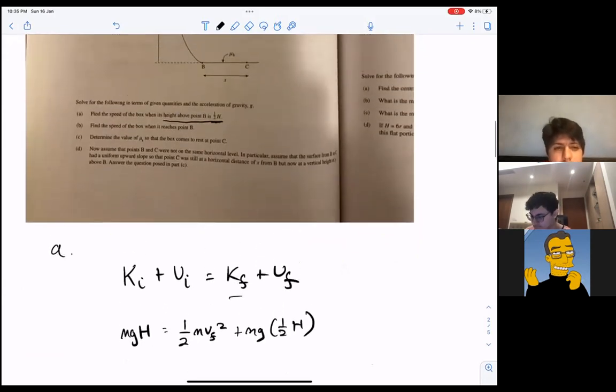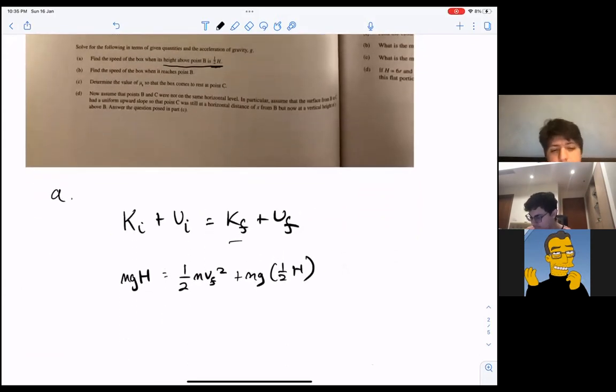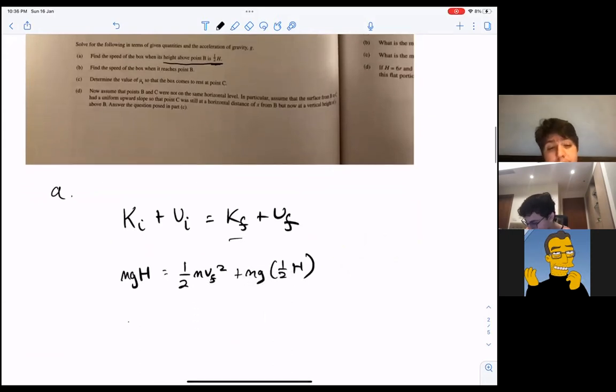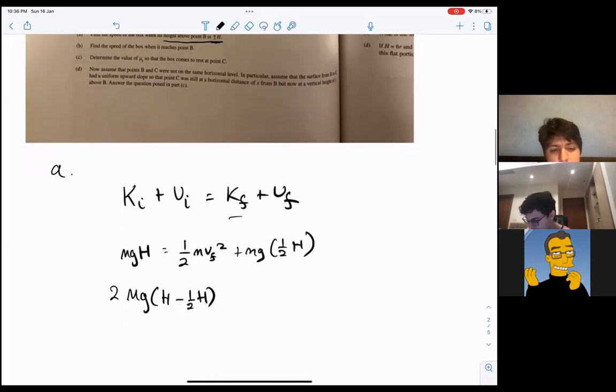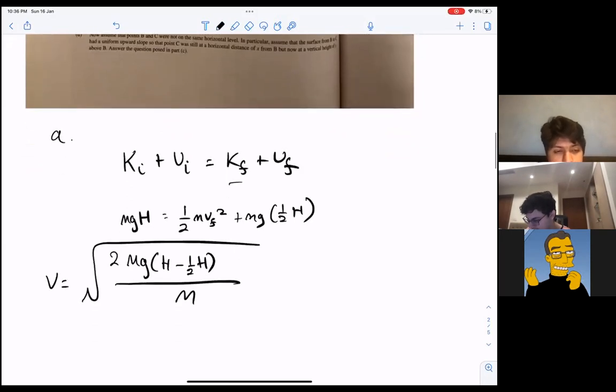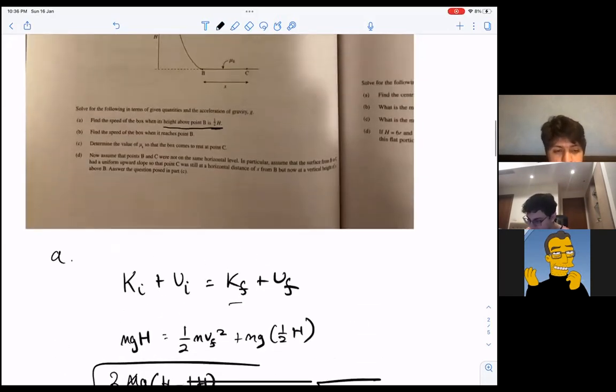So now for this question, we could simply isolate v final. So it'll be mgh minus mg times 1/2 h, times 2. Times 2 because we're isolating v final, right? Oh, yes. So times 2 divided by m, square root. And m gets canceled basically. Yeah, that is correct. So then if we simplify this really quickly, we are left with root gh. Yep, this is correct. Thanks.